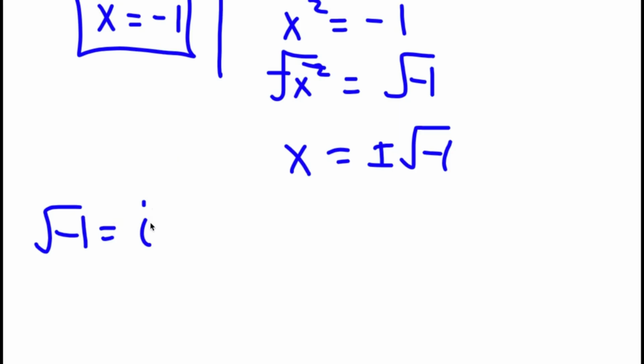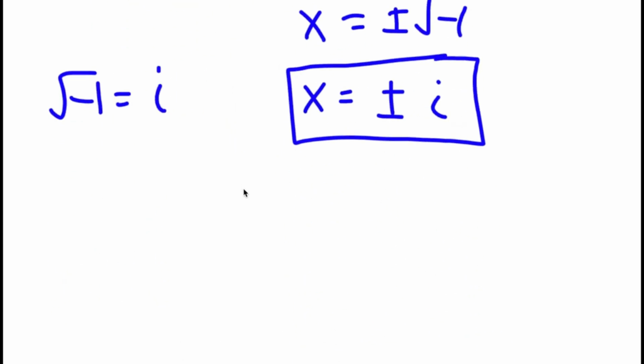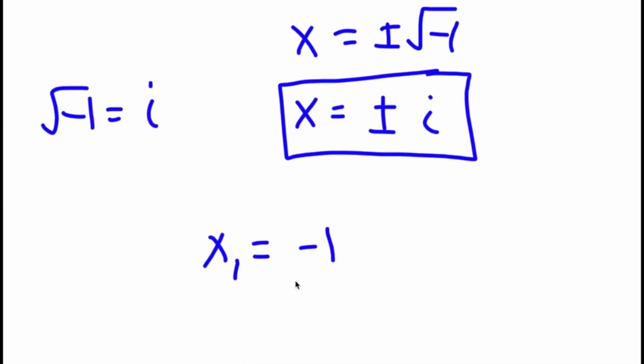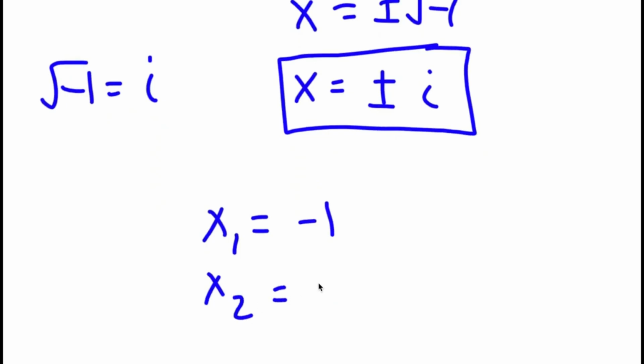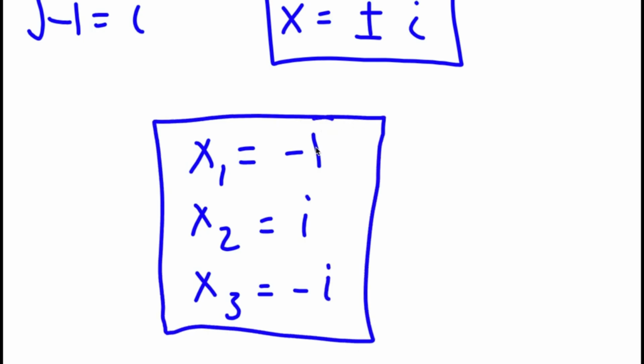So now, if I replace the square root of negative 1 with i, I get x is equal to positive or negative i. So my 3 solutions to this problem are negative 1, i, and negative i. So these are my solutions.